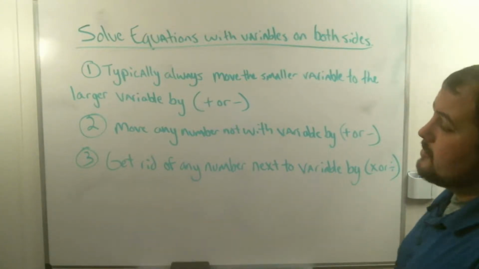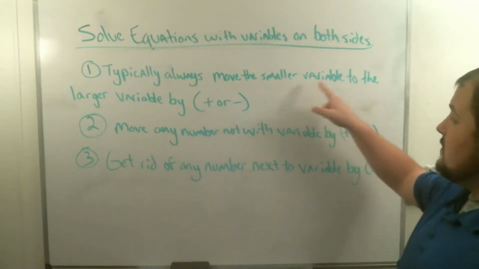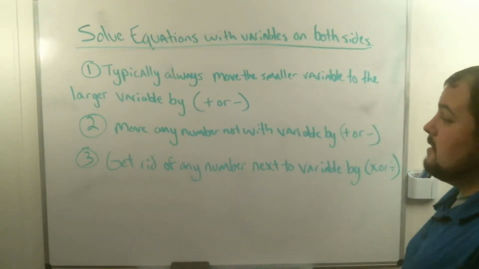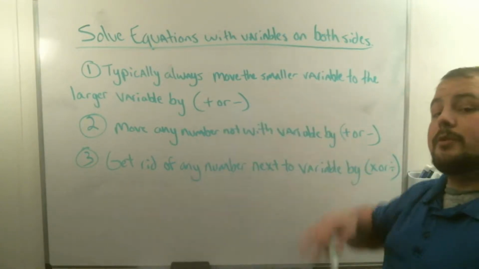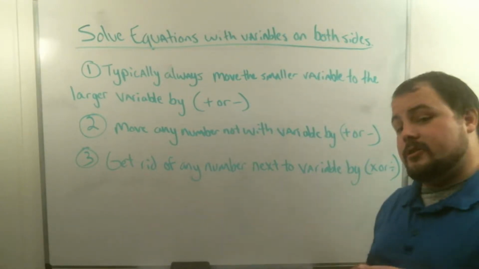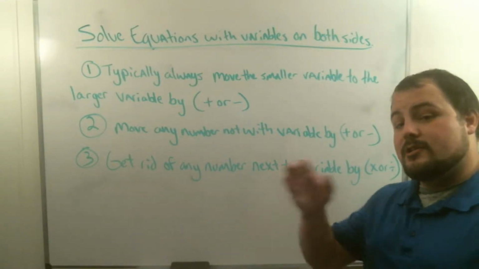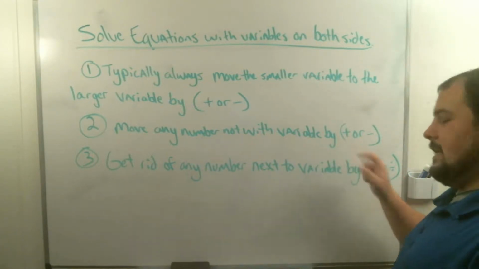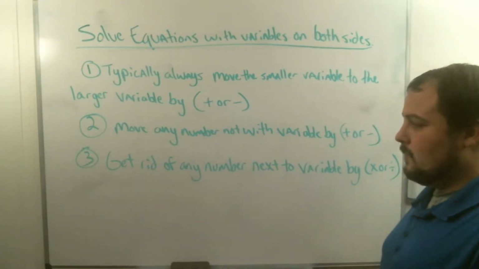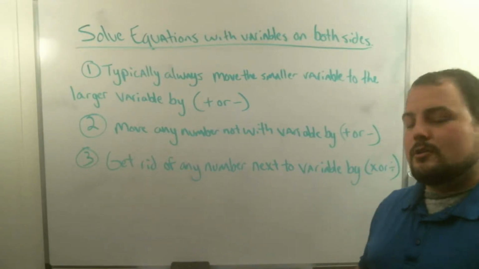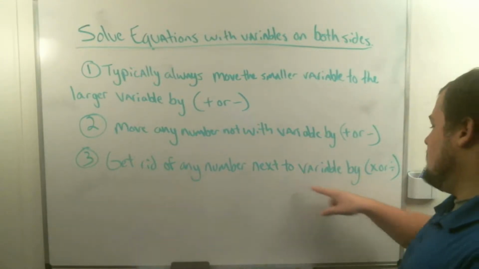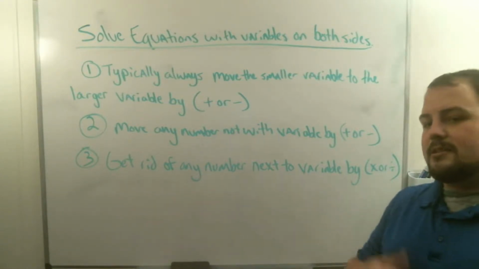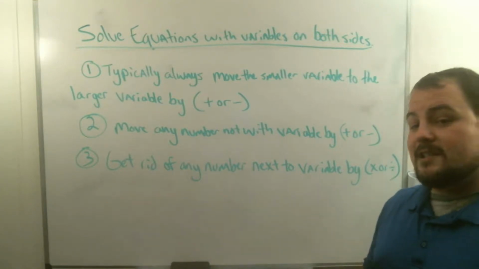The first rule is that typically we always want to move the smaller variable to the larger variable by either adding it or subtracting it. After we move the smaller variable to the larger variable, the next thing we want to do is, on the side that our variable is on now, move any number that's not with the variable by either adding or subtracting that number. After we do that, the final thing we want to do is get rid of any number next to the variable by multiplying or dividing.